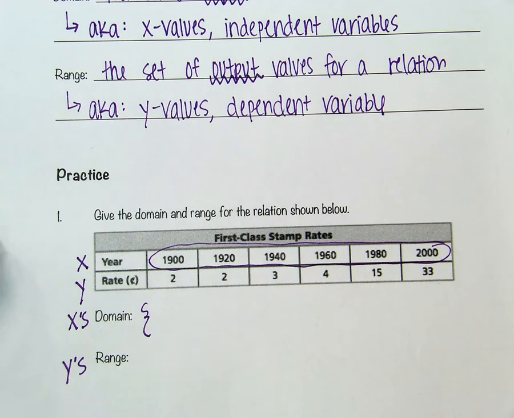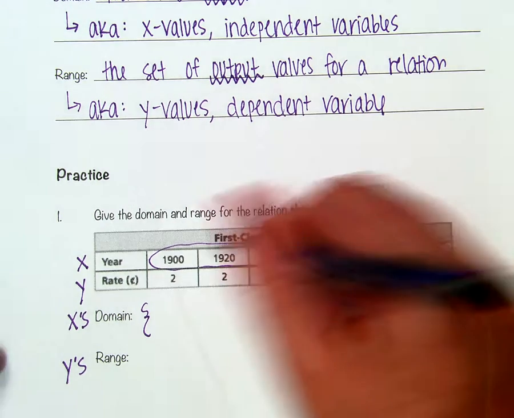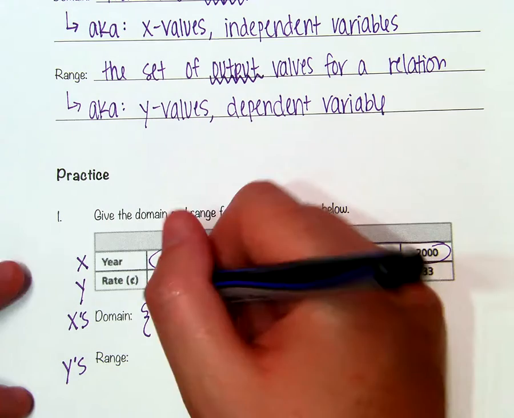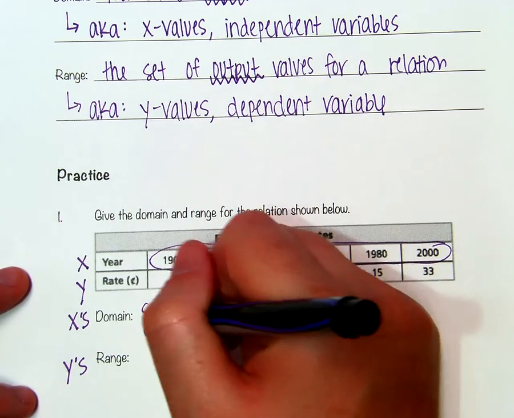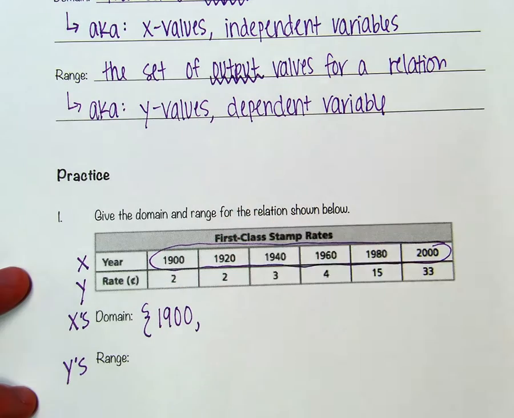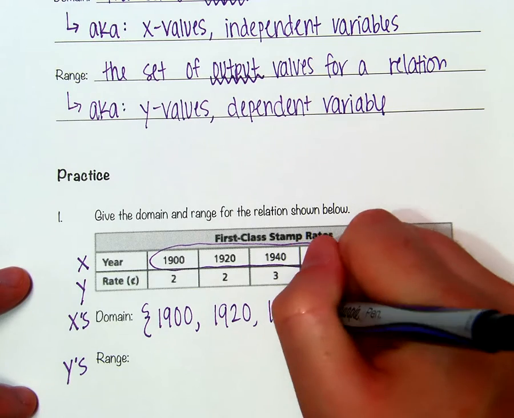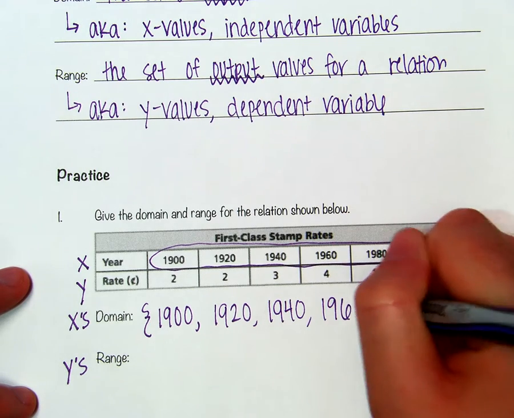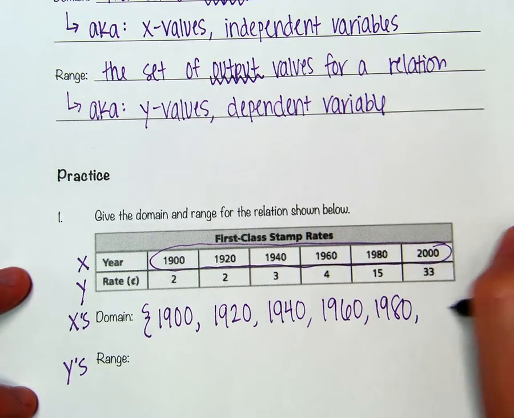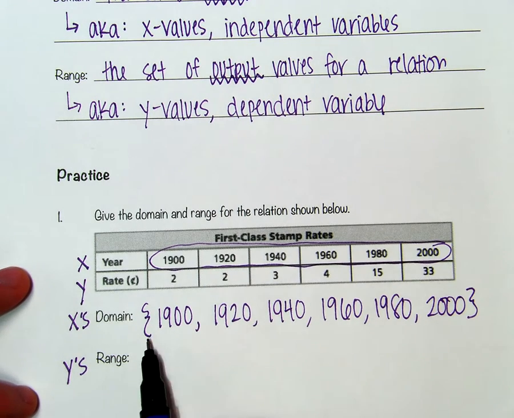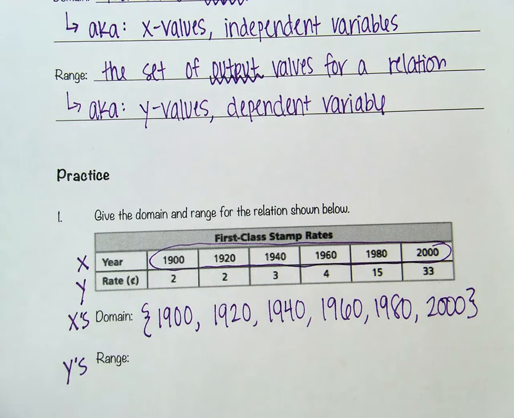You have to be really careful though. Sometimes these numbers are given to you in order in the table, sometimes they're not. When you list out the domain, please make sure that you put them in order and that you don't do any repetition. For example, the smallest number that I see is 1900, so that gets written first. Then 1920, these ones happen to be in order, so then 1940, 1960, 1980, and 2000. And you always put them in those fancy little brackets to say this is the beginning of the set and this is the end of the set. The set is everything on the inside there.